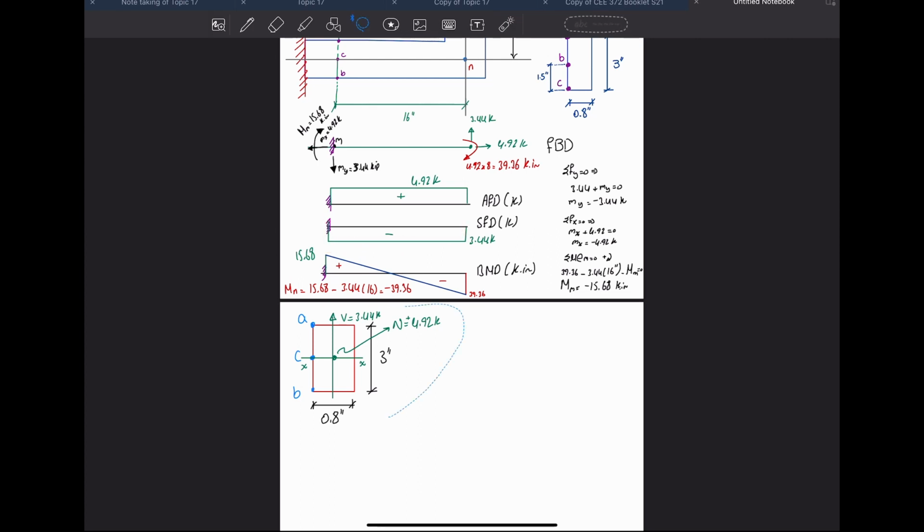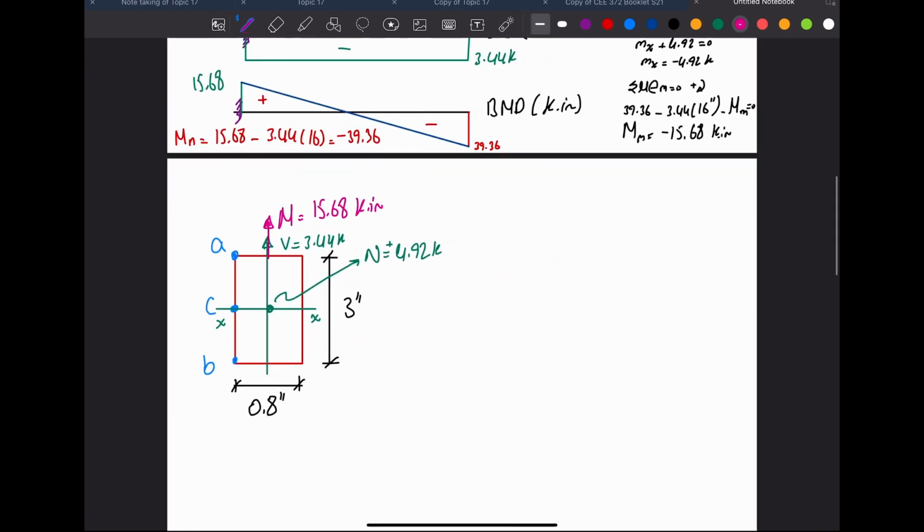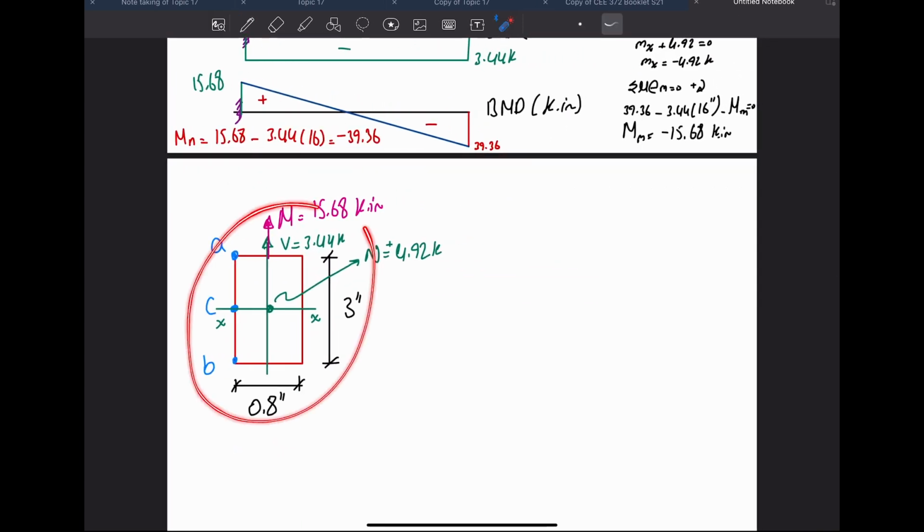Finally, the bending moment. At the location of that section, I have a moment of 15.68, and the moment is up, which means the arrow is up. So I want to draw another arrow here for the bending moment. M is equal to 15.68 kip inches. Let's now put in the diagram the signs for the moment and for the axial force.